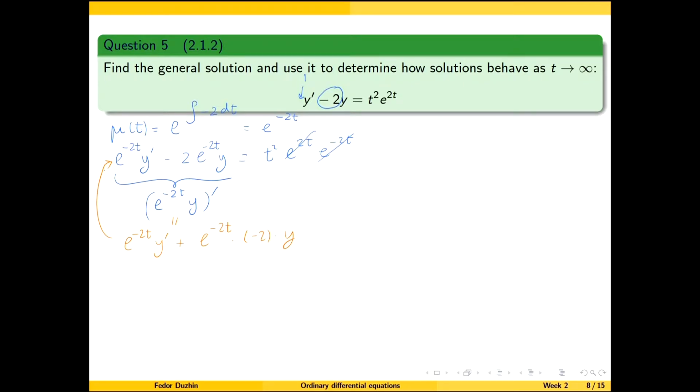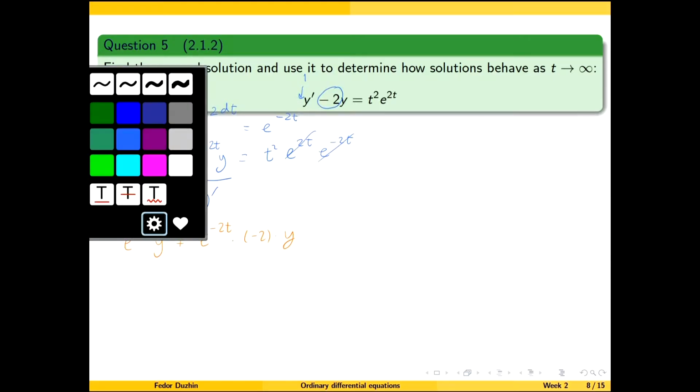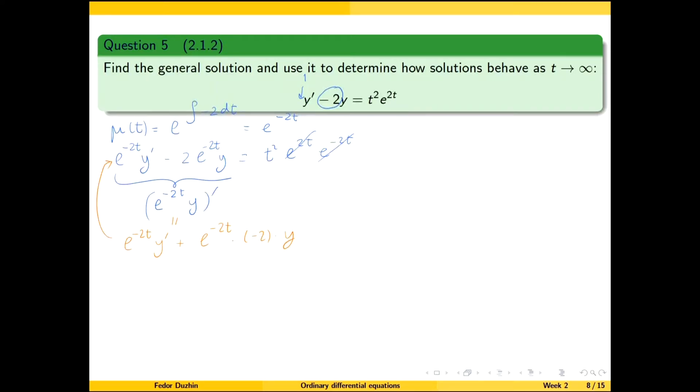The formula for the integrating factor actually comes from this requirement that after multiplying with the integrating factor, the left-hand side becomes the derivative of the product of the unknown function and the integrating factor. This is the whole reason for doing this. All right. Now, this is t squared. So let me write it again: e to the -2t times y, this whole thing prime, equals t squared.